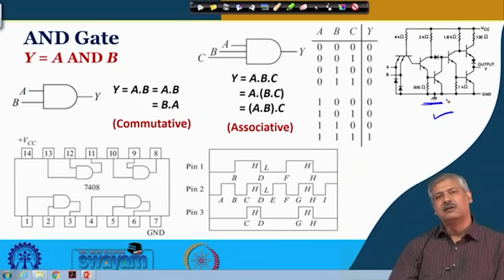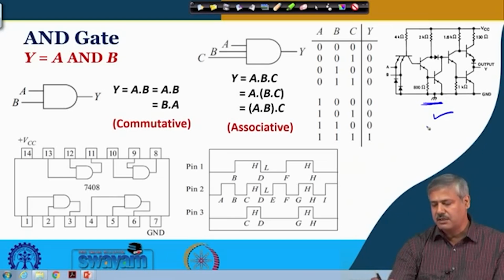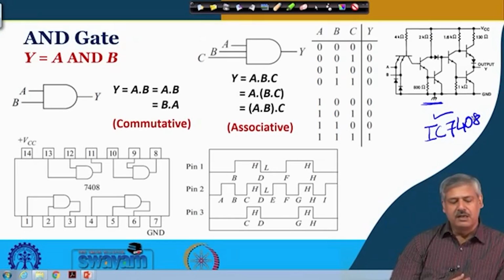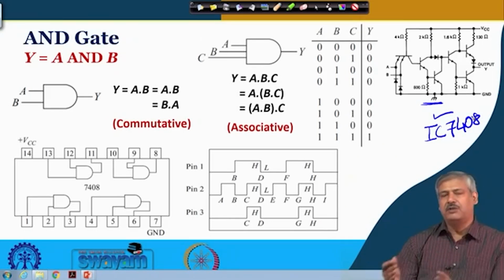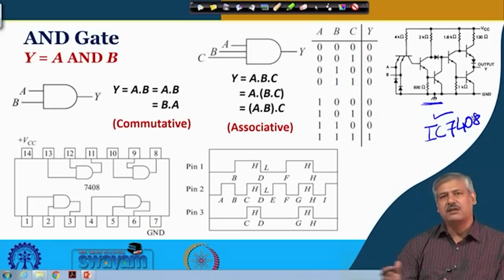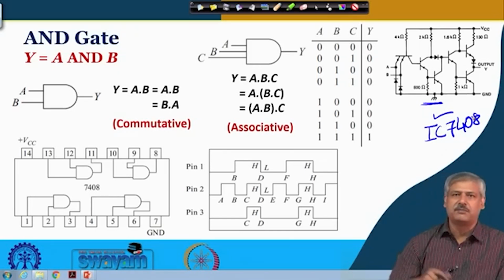This is a practical circuit which is used in IC 7408. IC 7408 uses this internal circuitry. Coming back to the AND gate and its use, we will not be using the whole circuitry in various representations, but rather its block.